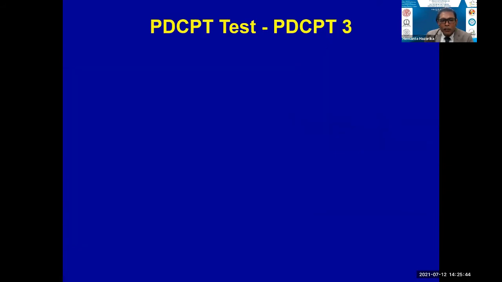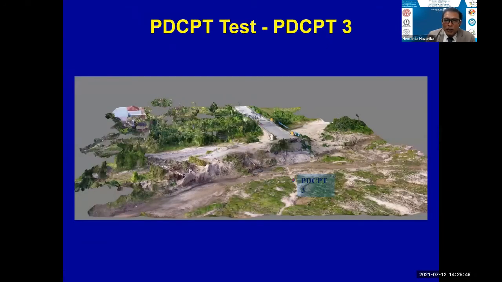So let me now move on to another PDCPT location, which is close to a bridge. There's a river, which was almost dry at that time, as it was the dry season in Indonesia. This bridge is completely collapsed. There's a road going there, but actually the whole road is gone.